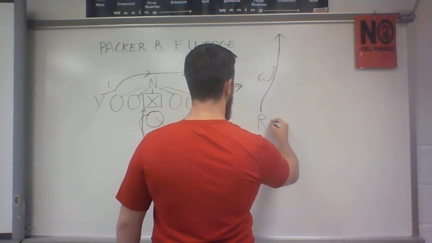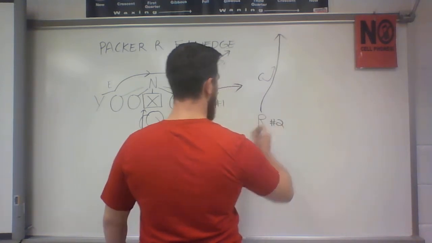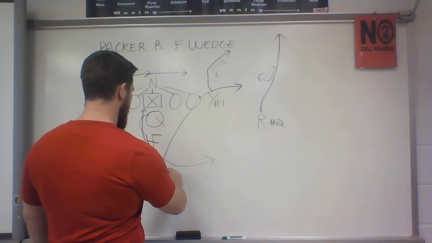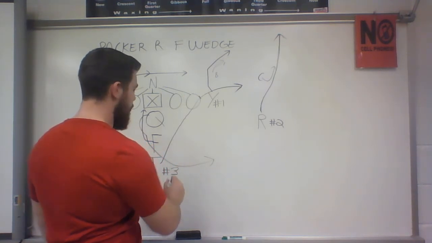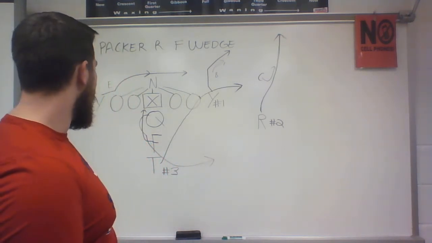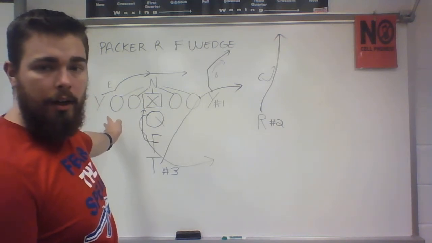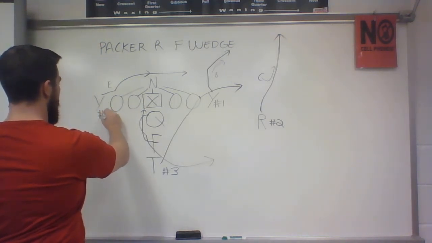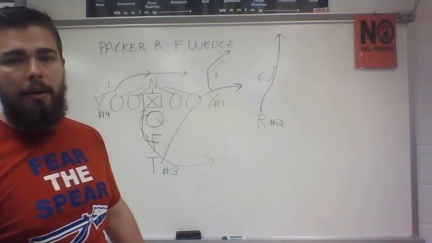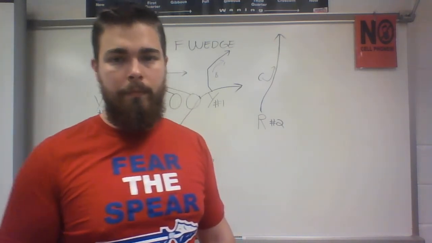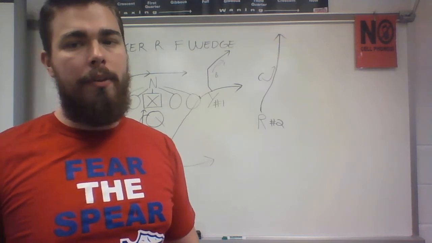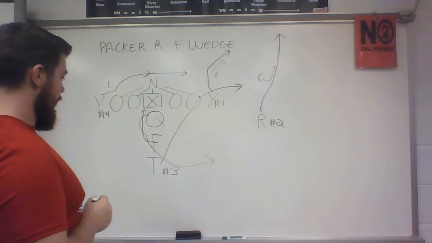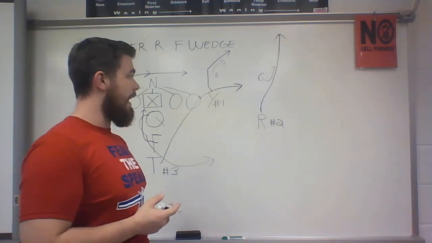Number 2 will be that receiver. 3 will be that tailback. And depending on if you want that backside tight end to go on a route or stay, give me number 4. If I was running it, I'd probably have him stay, just because I want that extra protection on the backside.